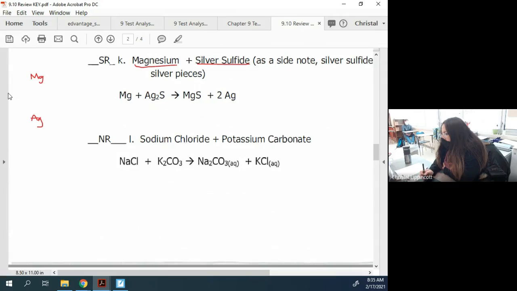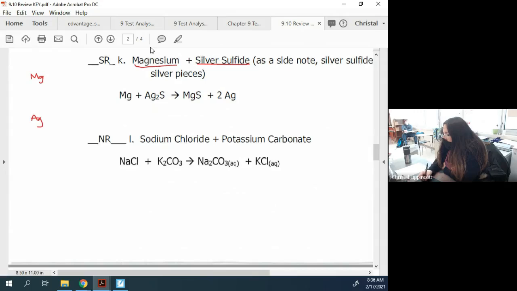Okay. So silver is going to go in. I've got a +1 here and a -2 here. So I need 2 of these to balance the charge out. Over here, I have a +2 and a -2. So that charge is already balanced. I don't need any subscripts. I have my charges all balanced now with my subscripts.